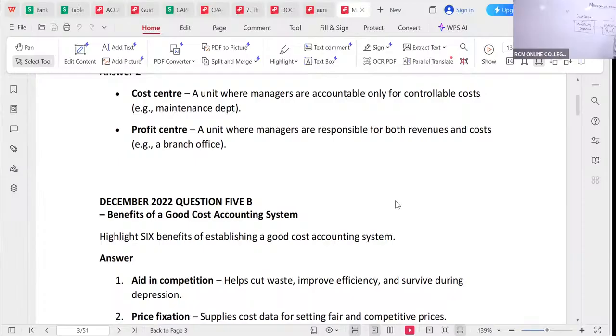Yes, this is topic number 1. And it's applicable for ATD and CPA, yes.